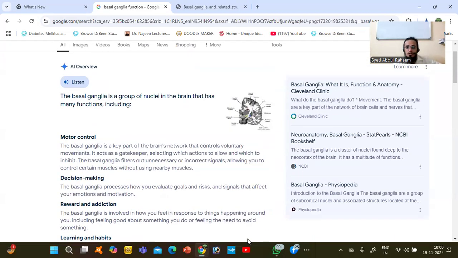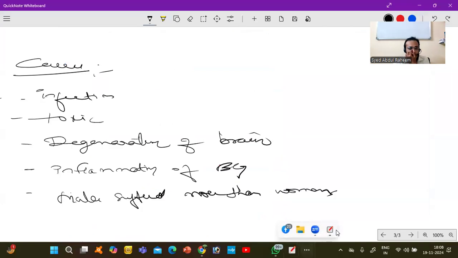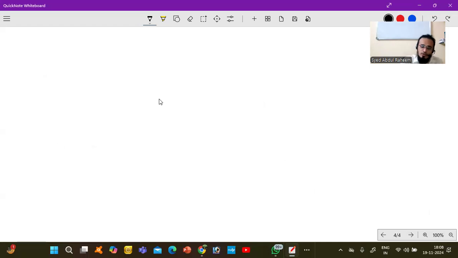Other than that, motor control is very important. So motor control is not happening properly. That's the reason the patient has rigidity and tremors, and difficulty in walking. All these are signs of basal ganglia lesion. So this is about basal ganglia function and other things.